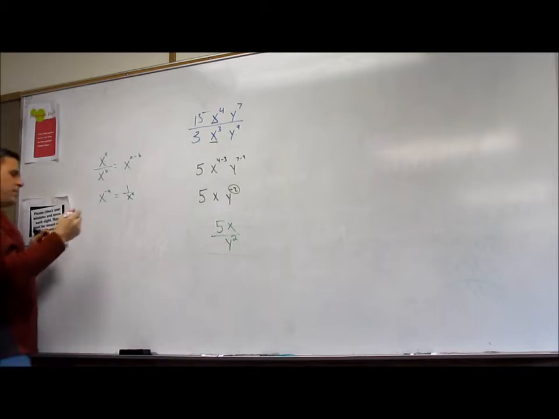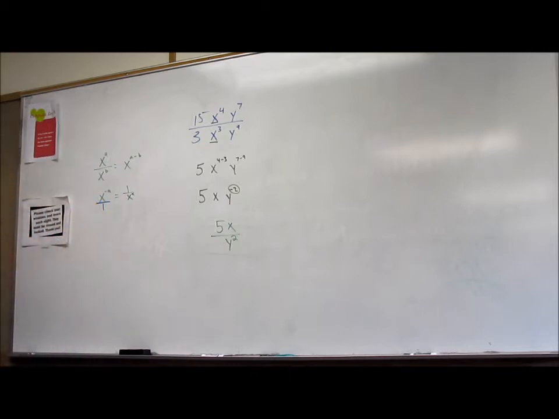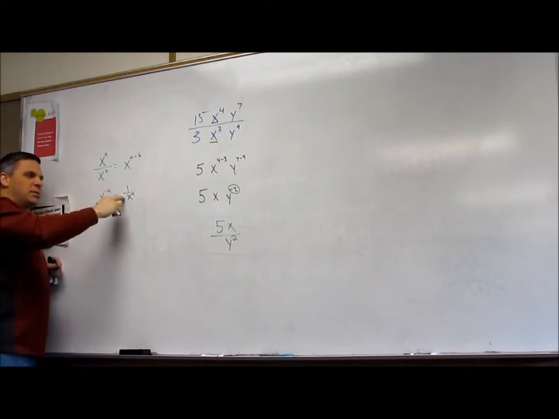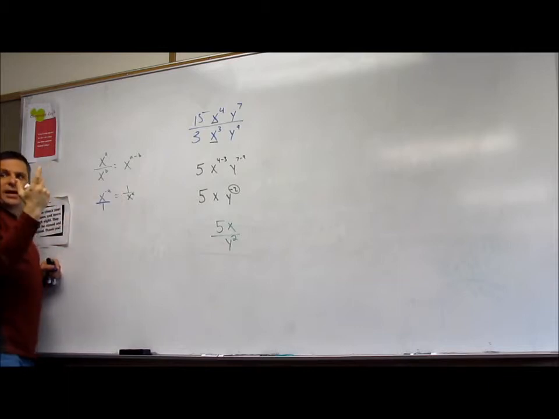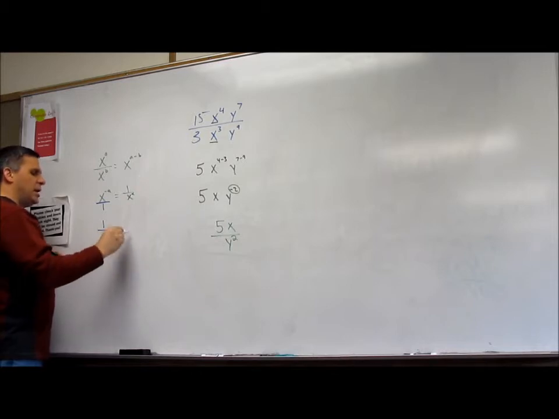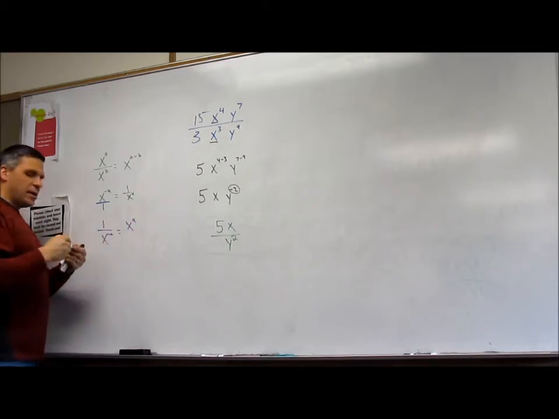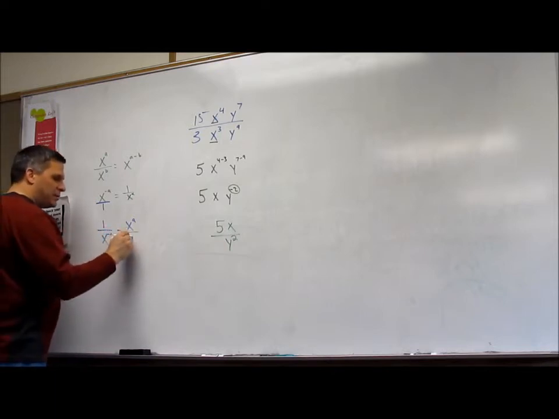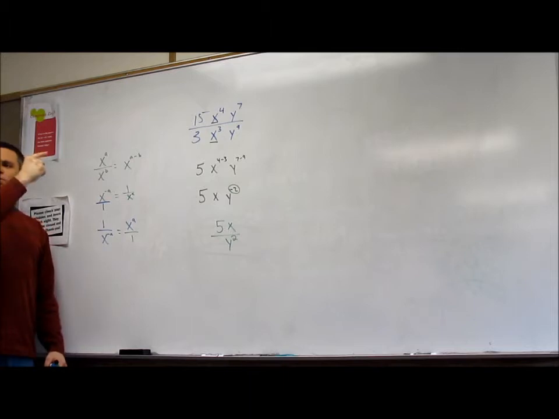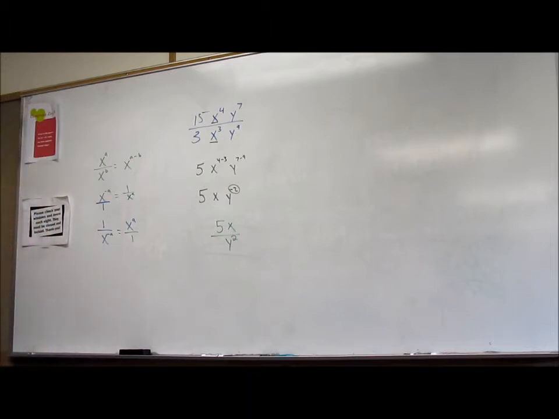Remembering that this is really x over 1, what I'm doing here is just bringing it down below. In the same aspect, if I have 1 over x to the negative a, it equals x to the a, because I just put it up above. So you can make a negative exponent positive by moving it from the denominator to the numerator, or from the numerator to the denominator. Okay?